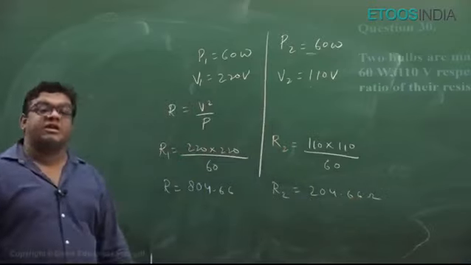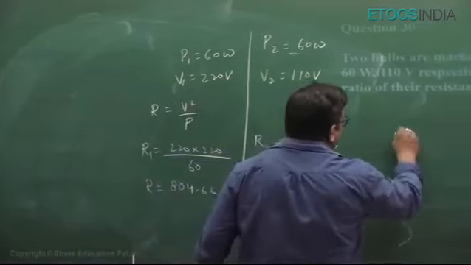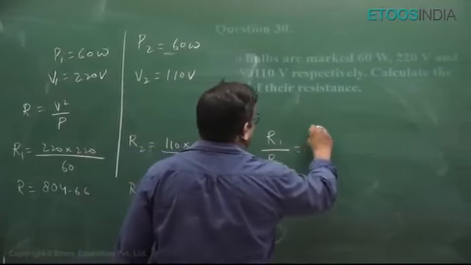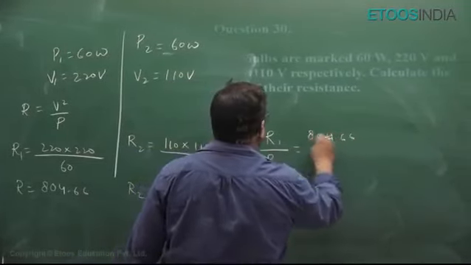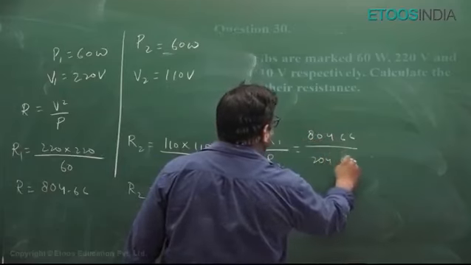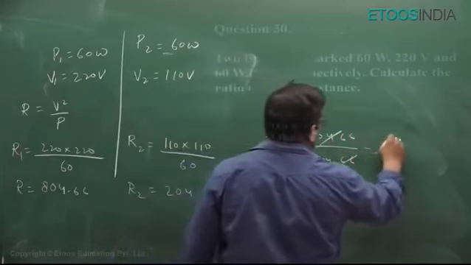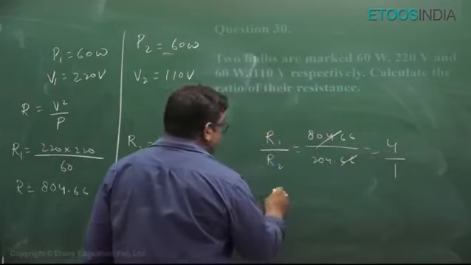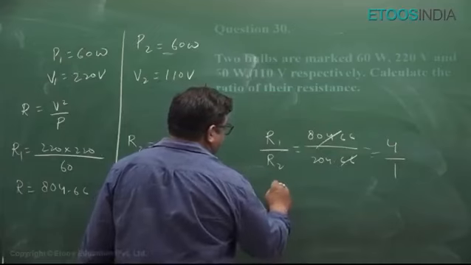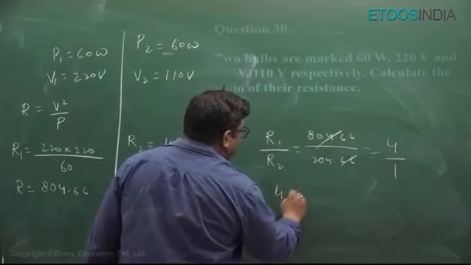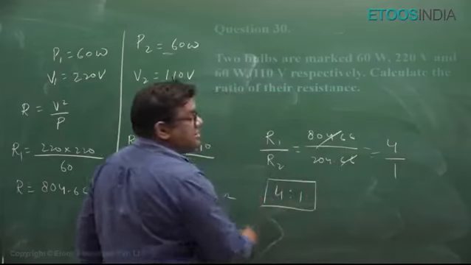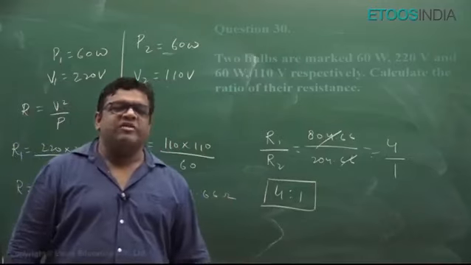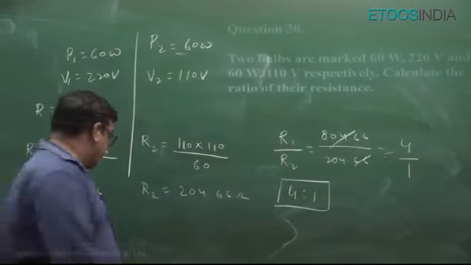But what they have told us is to find out the ratio. So what will be the ratio here? R1 upon R2, that is 806.67 upon 201.67. The answer is approximately 4:1. So the ratio will be 4:1. Is it clear? If they would have asked for R2 by R1, we would have written 1:4. We need to look into that also. Let's move on to the next question.